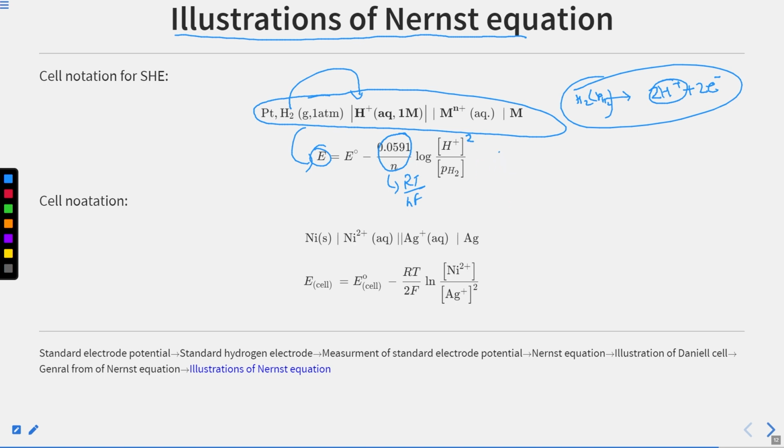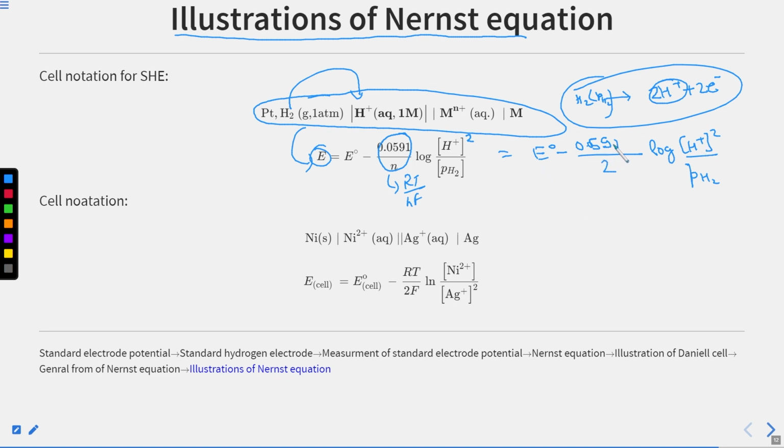Further, if you want to simplify this equation, you can write E is equal to E naught minus 0.0591 by n, where n will be 2 here, log of H plus square by pressure of H2. So this will be our final equation, right? This will be our final equation.